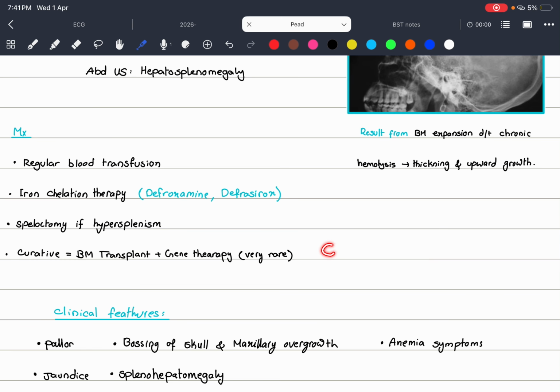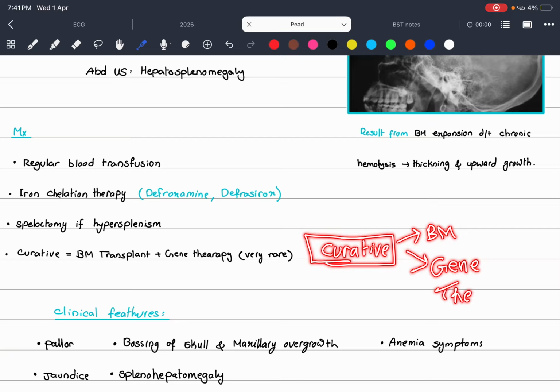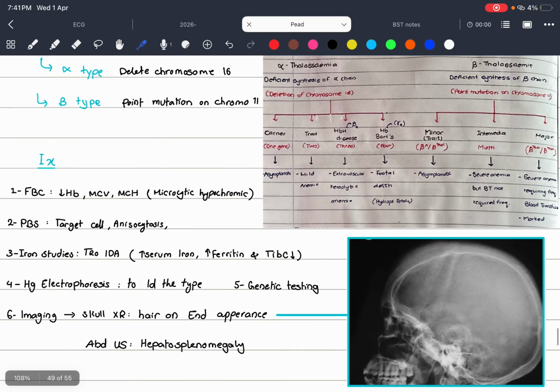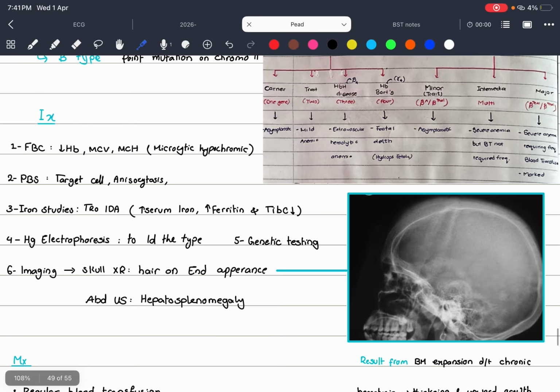And for the curative, there is a cure actually. If you think there's no cure, there is a cure, but it's hard: bone marrow transplant or gene therapy, which is very, very rare actually. If you have a lot of money, you can do gene therapy somewhere in America or UK. Okay, now you manage the patient, you investigate your patient.